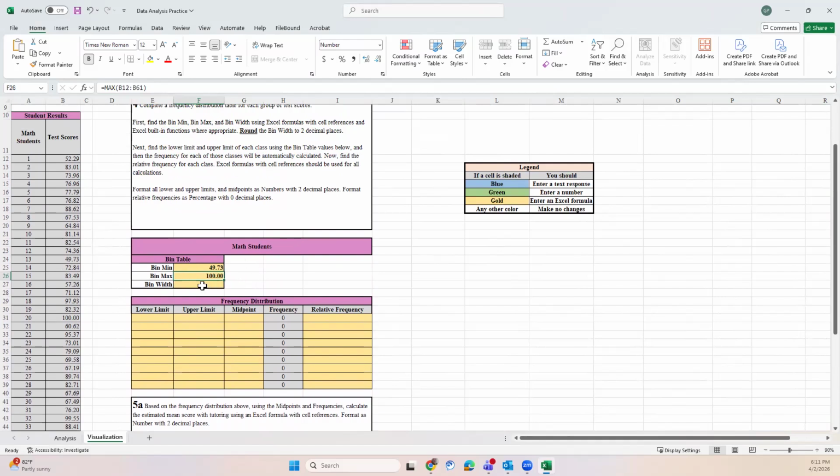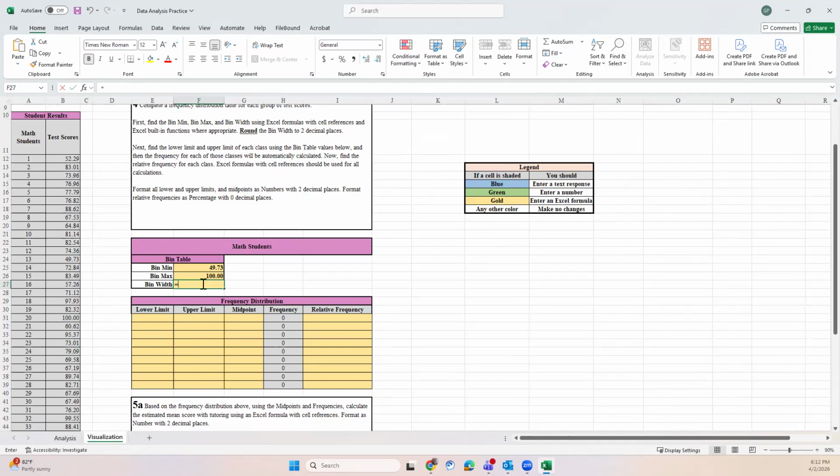Okay. And then we're going to find the bin width. So to find the bin width, I need to know how many bins there are. Let's count them. 1, 2, 3, 4, 5, 6, 7, 8, 9. I have 9 bins. Great. So I need to know the difference between my max and my min, and I need to know that I'm going to divide it into 9 pieces.